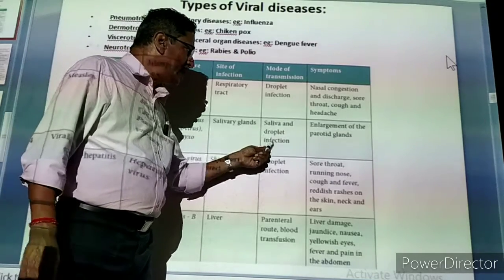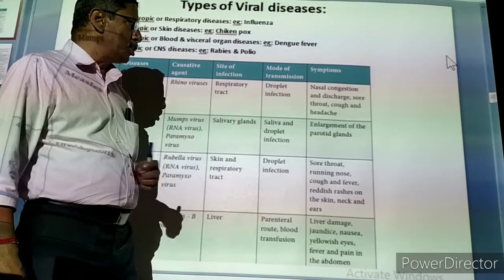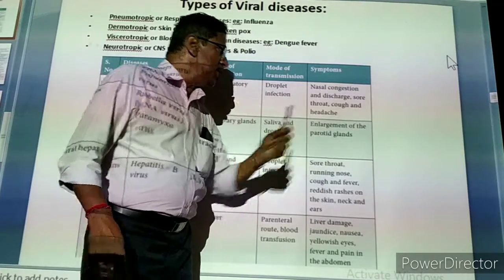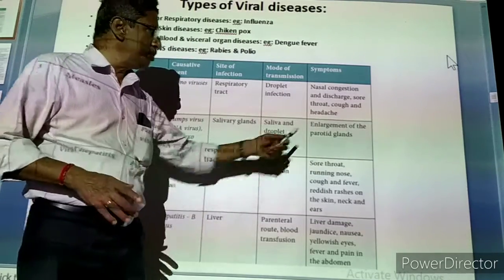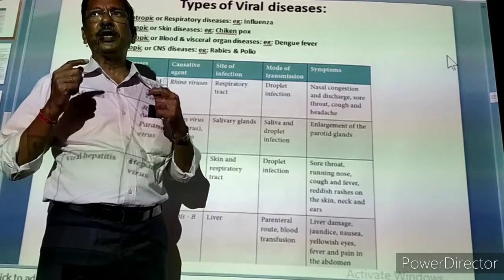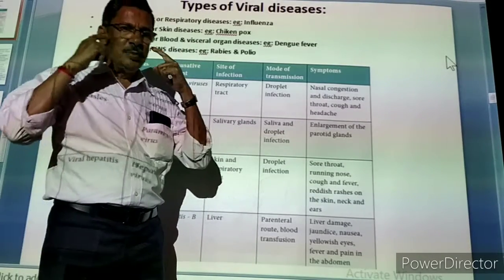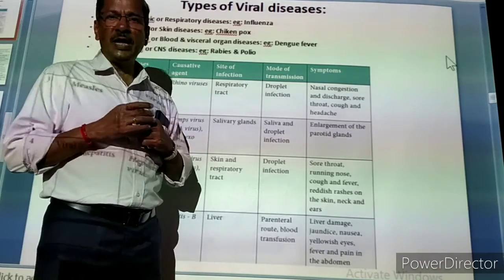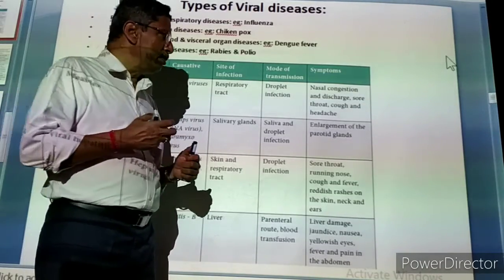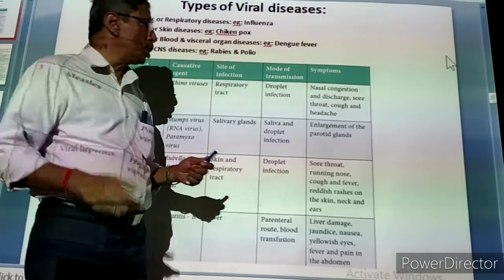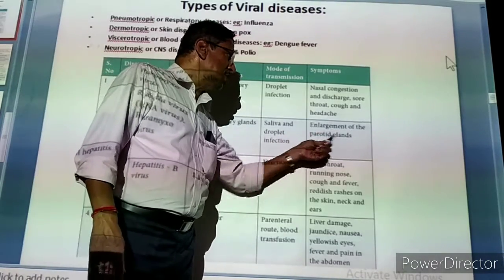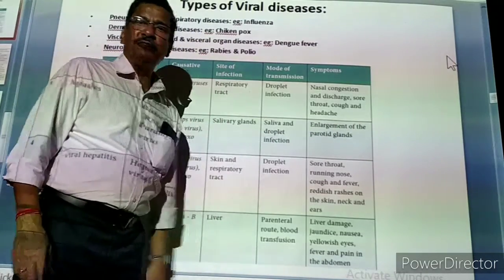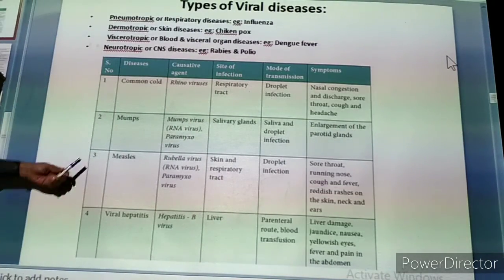That is saliva and droplet infection. Just like this, here also it is droplet infection. Then the symptom will be enlargement of the parotid glands. What are the parotid glands? We have to see. They are the first pair of salivary glands, present in the upper jaw. They will be swollen and severe pain will be there. The person cannot open the mouth, cannot swallow, cannot talk. That is swelling of the parotid glands. Parotid glands are the first pair of salivary glands.